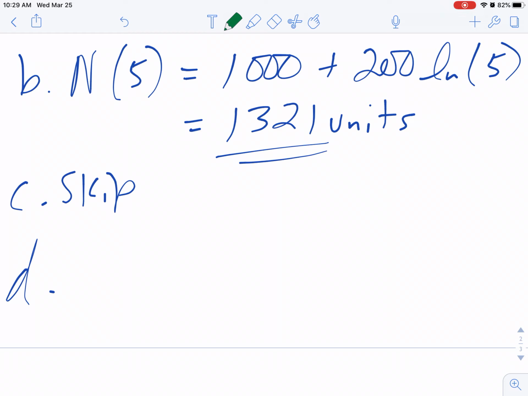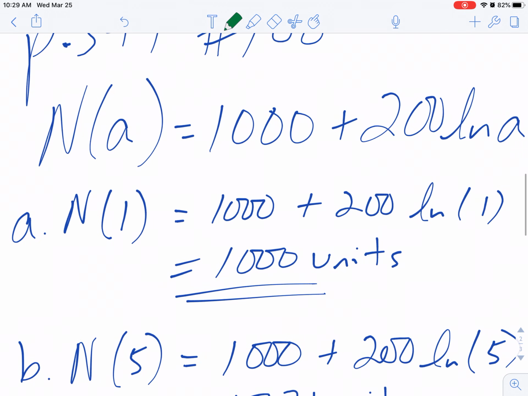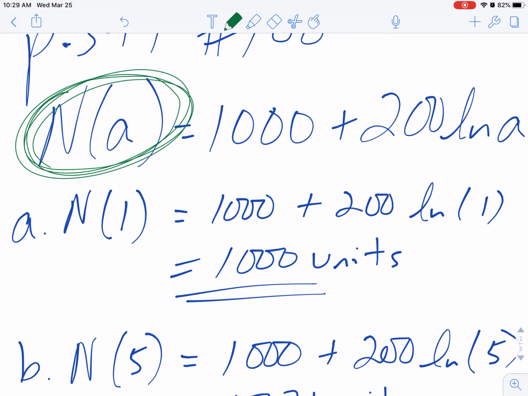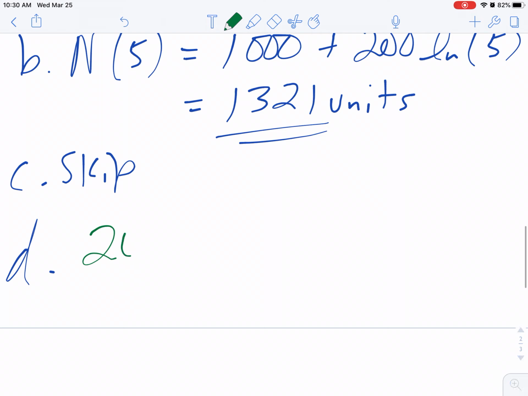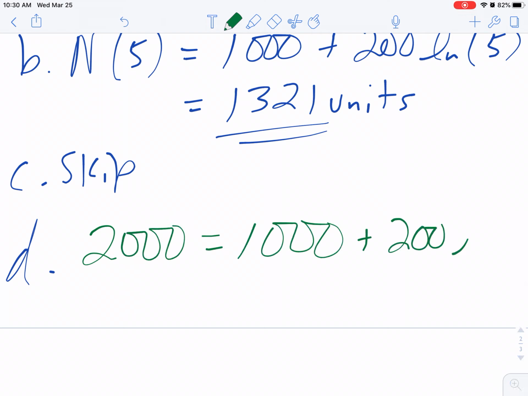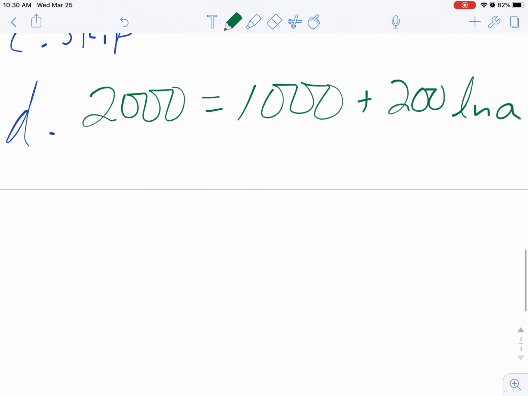It says how much would have to be spent in order to sell 2,000 units. So now they're giving you the value of n. They're saying this is 2,000 units, and they're asking you how much do you have to spend. Okay, so this is your equation. That's the equation you have to solve. You have to solve for a. Okay, so this is your first log equation. We're going to be doing a lot of these in section 5.5. But for now, it's just an equation.